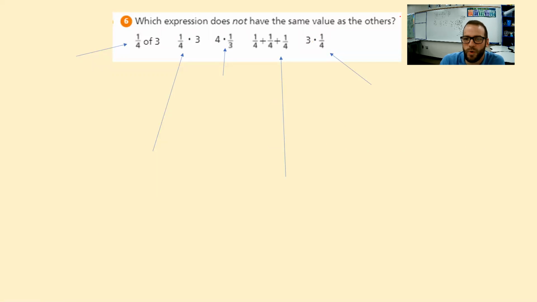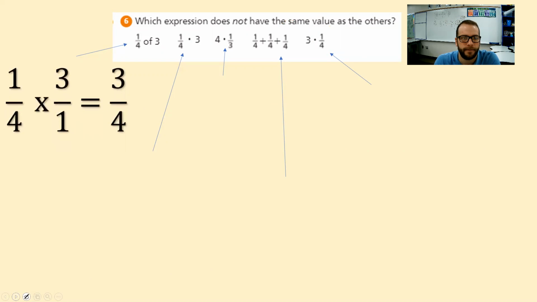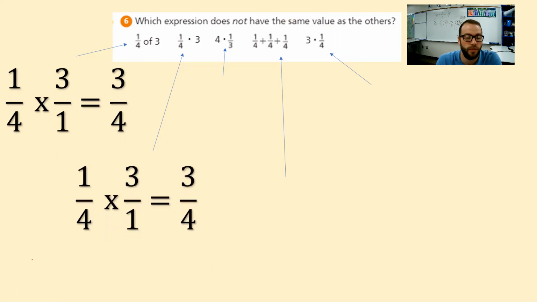Let's get number 6. Which one is not like the others? Well, let's just come up with their answers real quick, and one of them is going to be very different than the others. So we have 3/4. 1/4 times 3, or 1/4 of 3, put a 1 under it, is 3/4. What about 3 times 1/4? Well, isn't that the same thing? Yes, it is. 1/4 times 3 is 3/4. 4 times a third. Ooh, different, right?